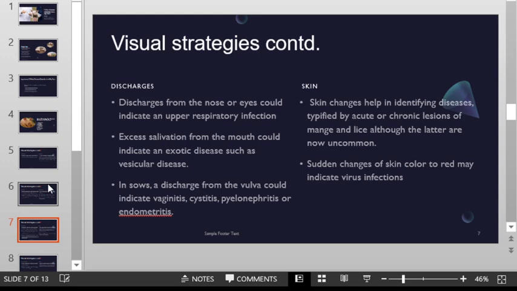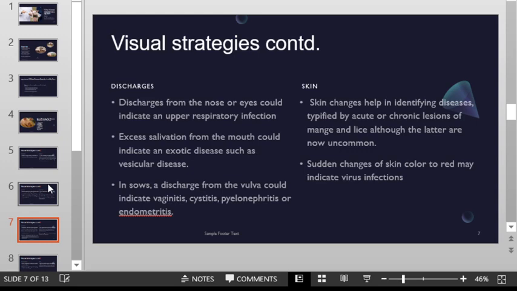Of course, in sows, you might find certain discharges from the sow, and this could be linked with maybe cystitis or other reproductive sicknesses or disorders. So when you discover discharges that are not normal from any part of the animal's orifice, then it is a clear sign that something is definitely wrong with the animal.